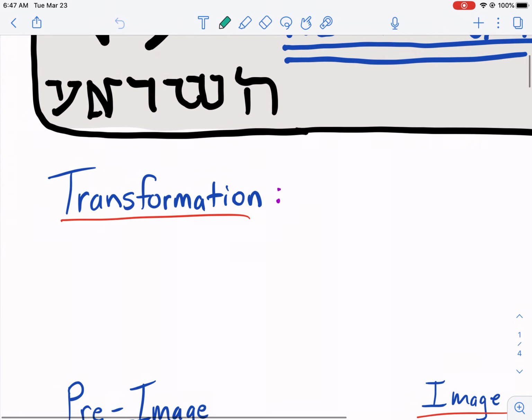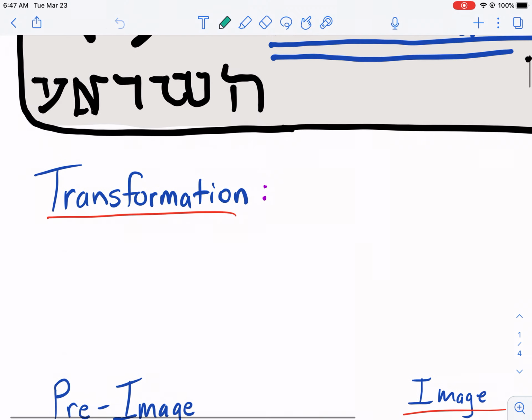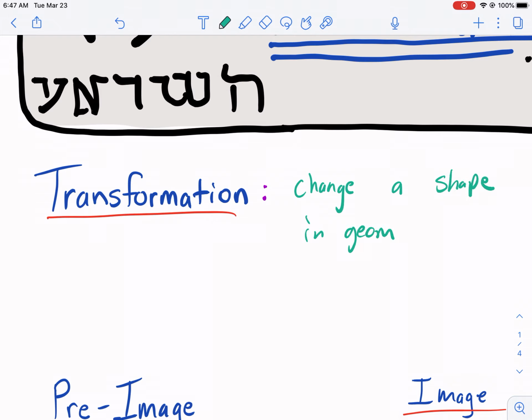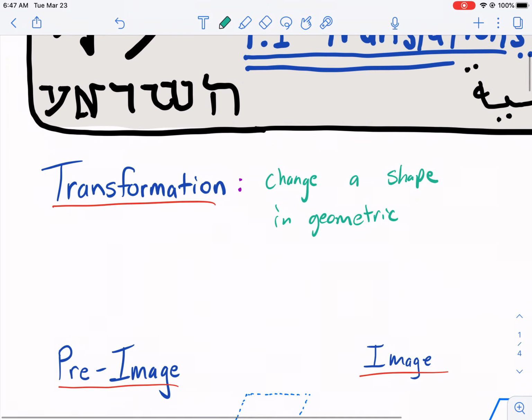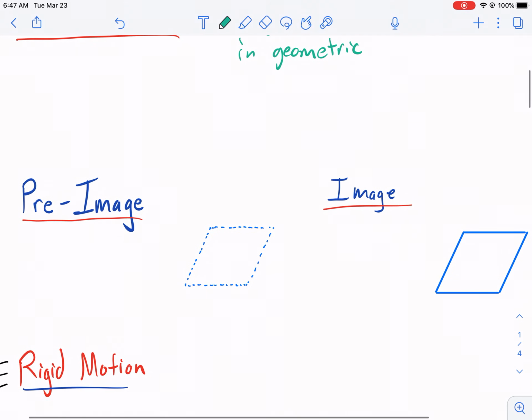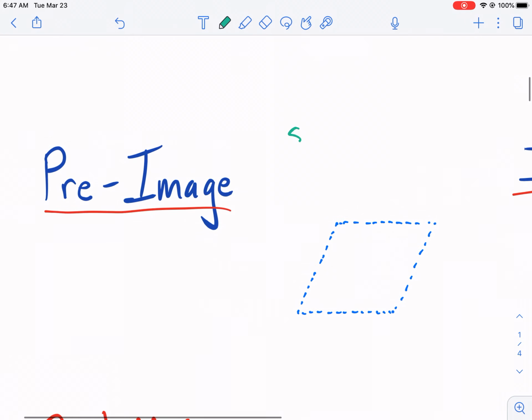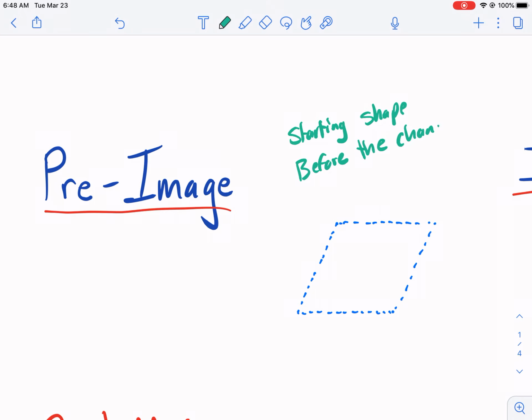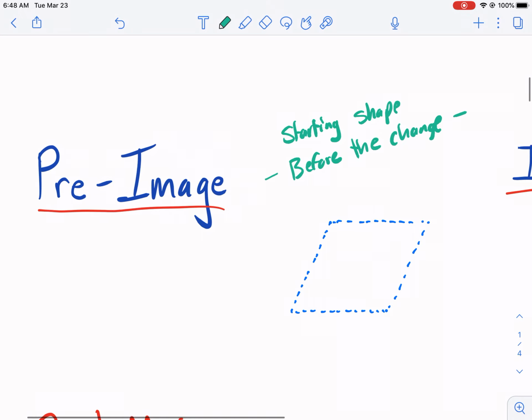Well, translation is a type of transformation. This is when you change a shape in geometry. Usually it's on the geometric plane, but it's a change in a shape from one shape to another. If we're thinking about a shape, the pre-image is the starting shape. This is before the change. So the pre-image is before the change.